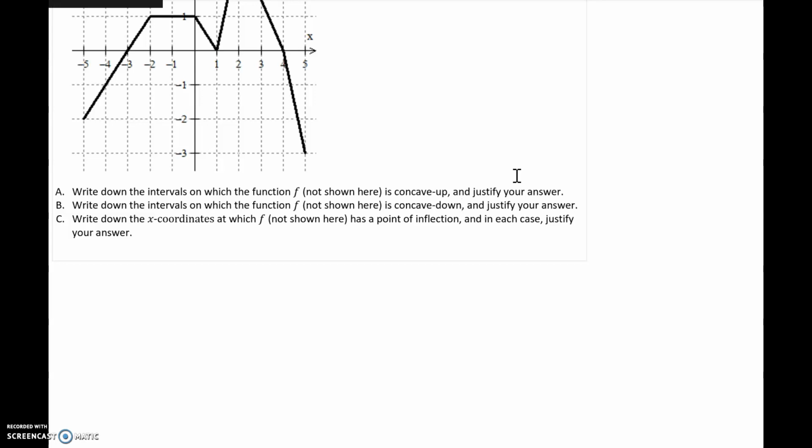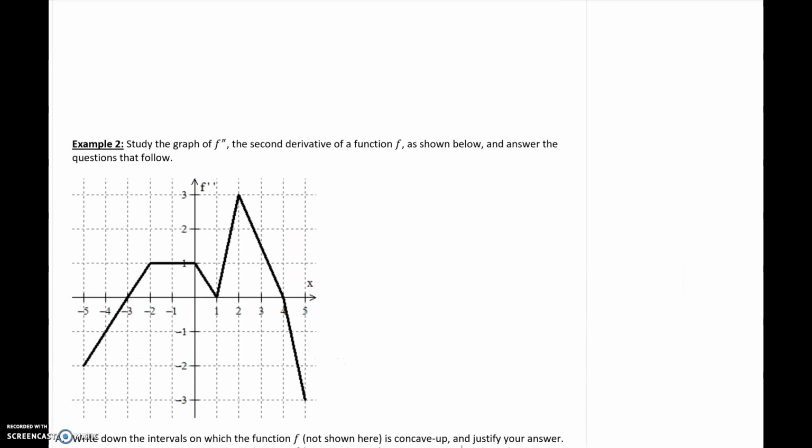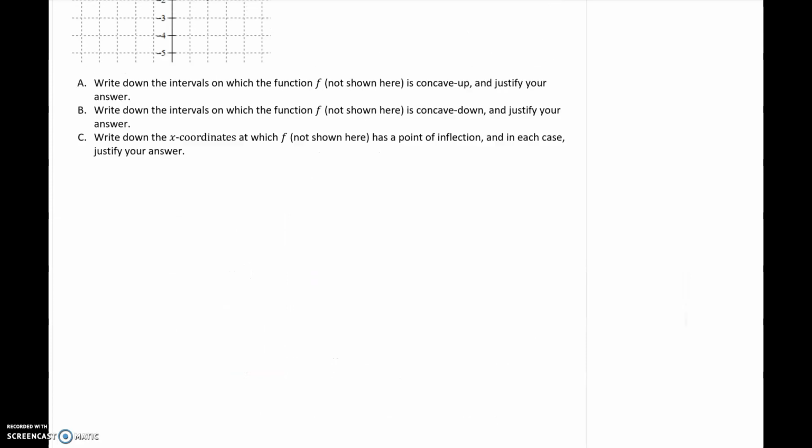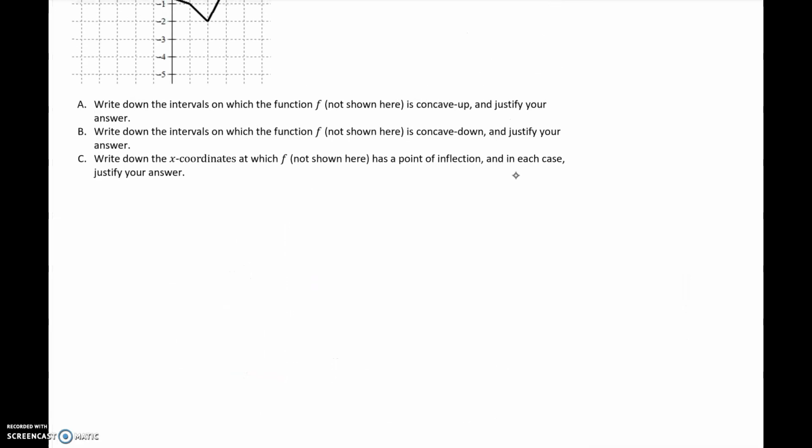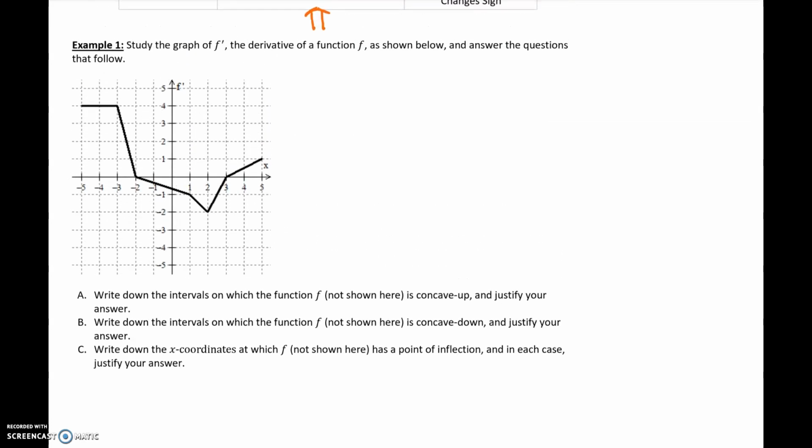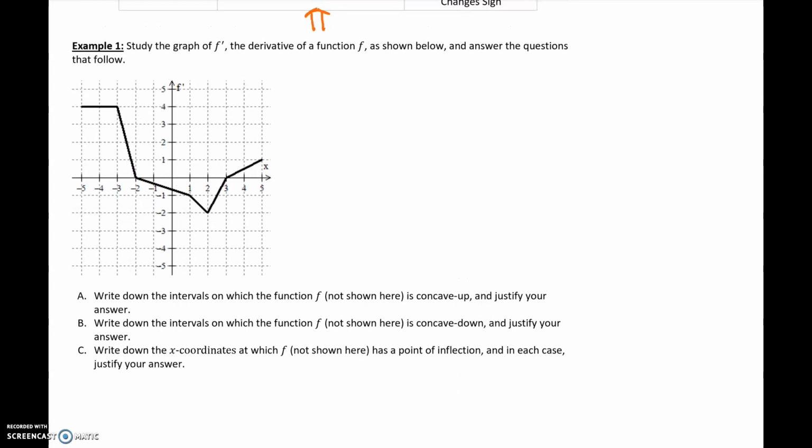Okay, so let's go back up here. So you want to know where f is concave up. Now I did leave room down here for writing the answers, but I'm actually going to put the answers here because it makes more sense. Okay, so A. So you want to know when f is concave up. That's what we're looking for.